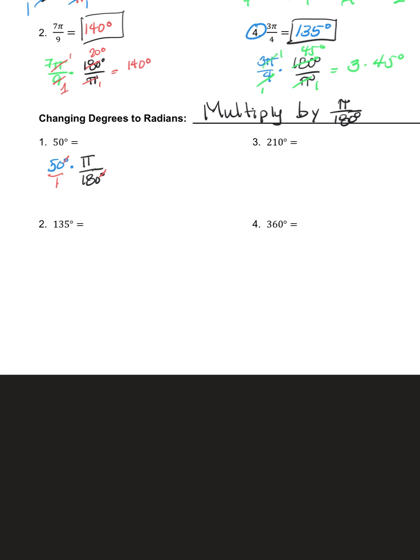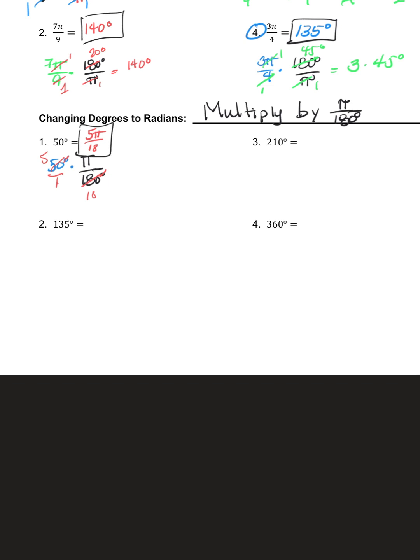So now I'm going to reduce this fraction. So 50 divided by 10 is 5. 180 divided by 10 is 18. And so I'm left with 5 pi over 18. No degrees, and I'm left with a pi in there. So it's 5 pi over 18 radians. Okay, so 5 pi over 18 or 5/18 pi radians, different ways you can read it, but that is that solution there. Okay, let's do the next one.